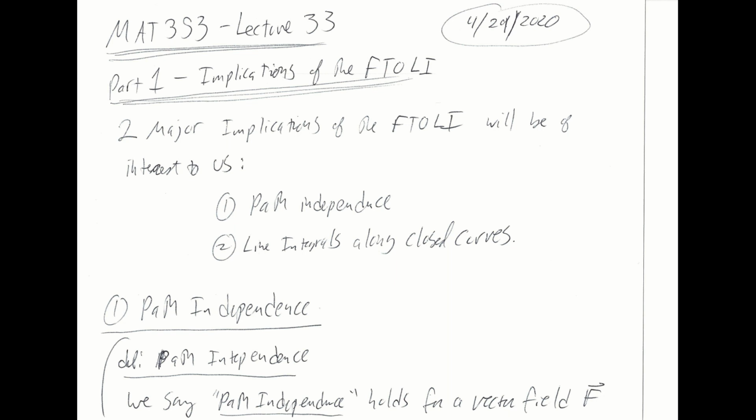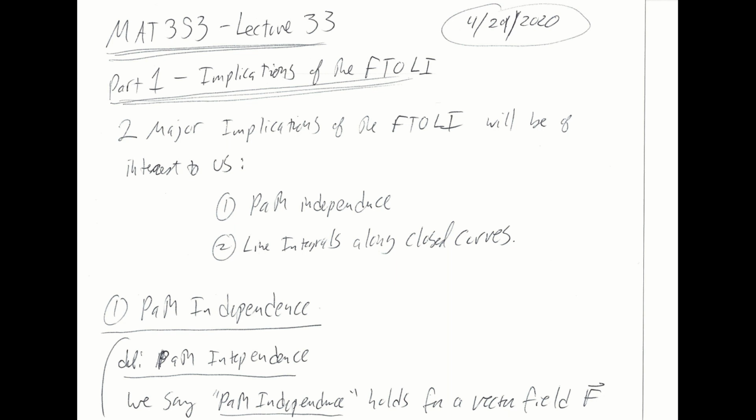I should say here, I suppose, line integrals of conservative vector fields along closed curves. That's somewhat implied, as the fundamental theorem of line integrals only applies to conservative vector fields, so clearly those have to be the vector fields that we're discussing as we're talking about the implications of this important theorem. So we will take these in turn. We will start with the idea of path independence.